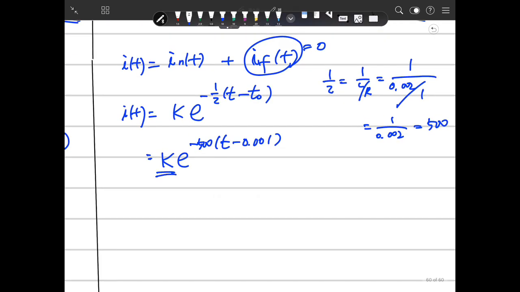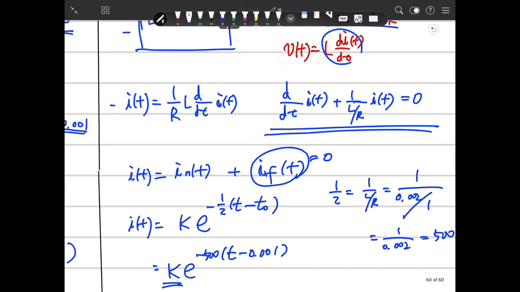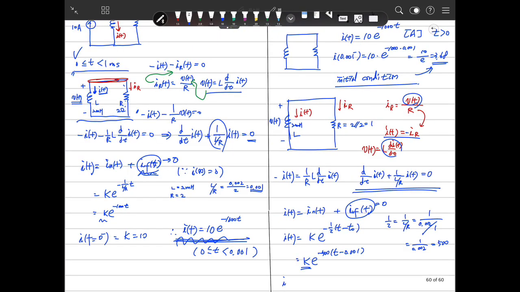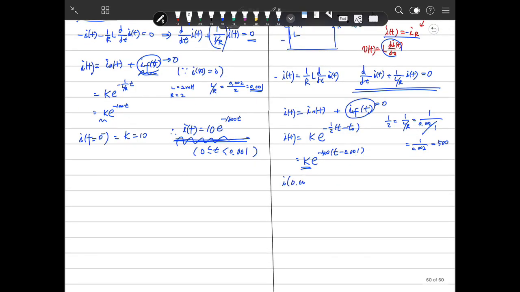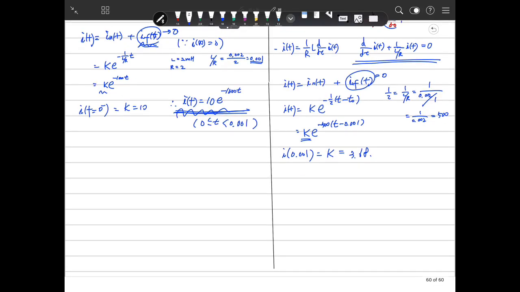So what should we do? We should get the K. How to get it here? Initial condition. We use the initial condition over here. i(0.001) is 3.68, so K will be 3.68. So i(t) will be 3.68 exponential minus 500 times (t minus 0.001). That's the solution.